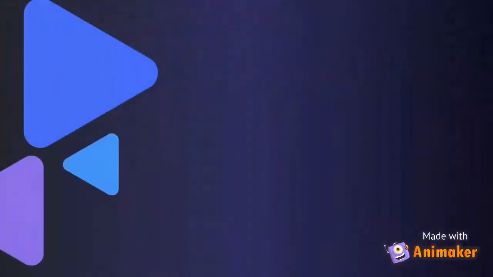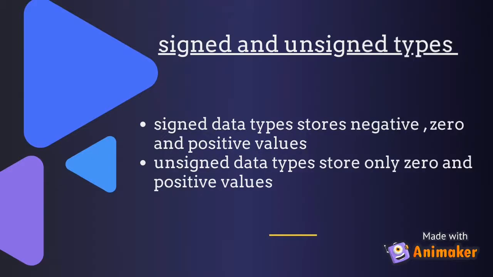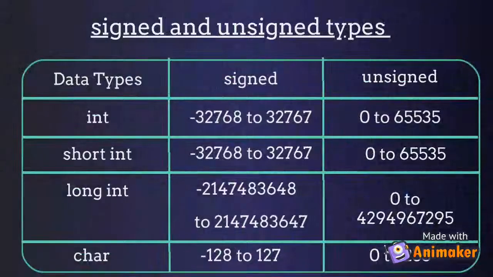Now with that, we have got a good picture of the data types. Further, the data types are divided into signed and unsigned based on the values they store. Signed data types store negative, 0 and positive values. Unsigned data types store only 0 and positive values. Signed int range minus 32,768 to 32,767. Unsigned int range 0 to 65535.